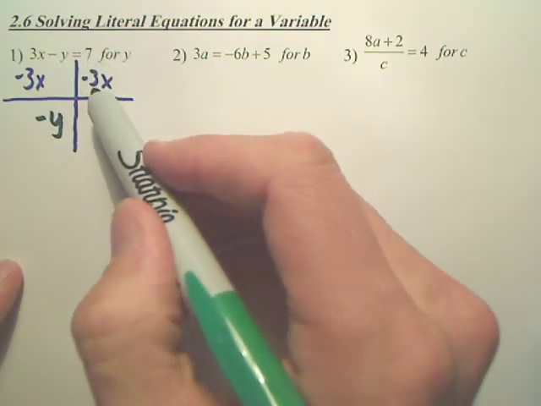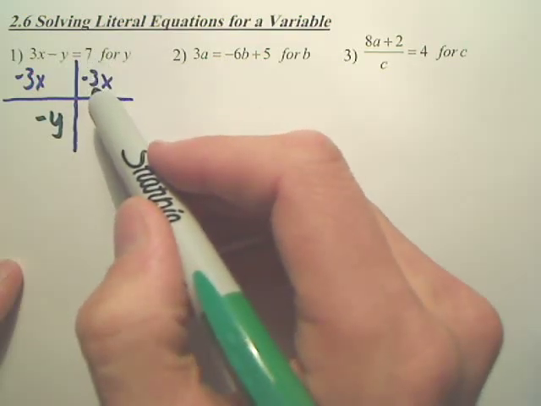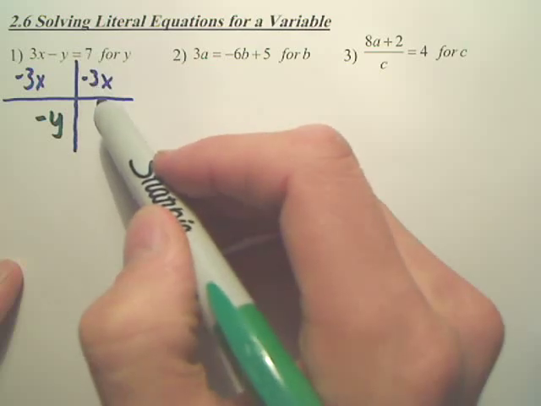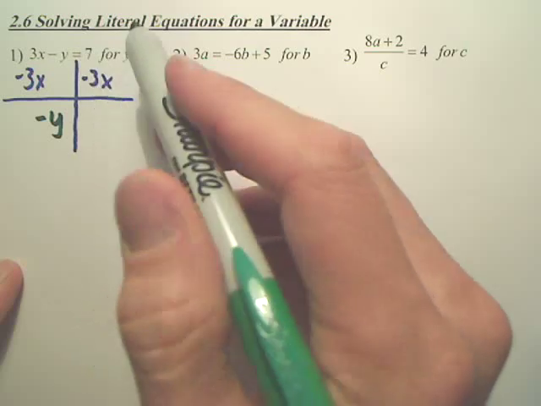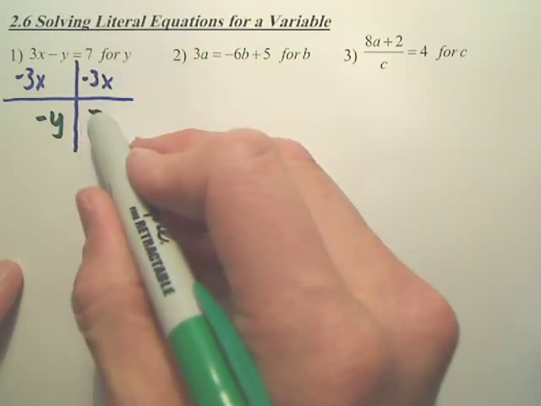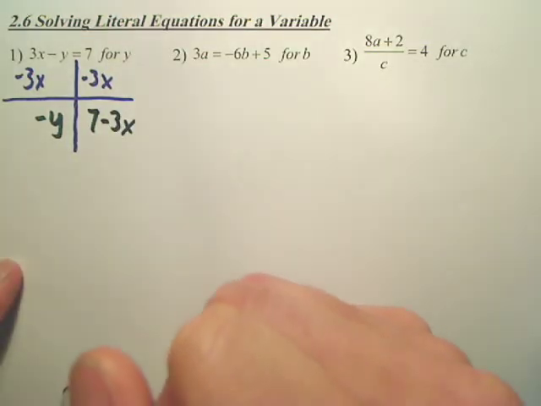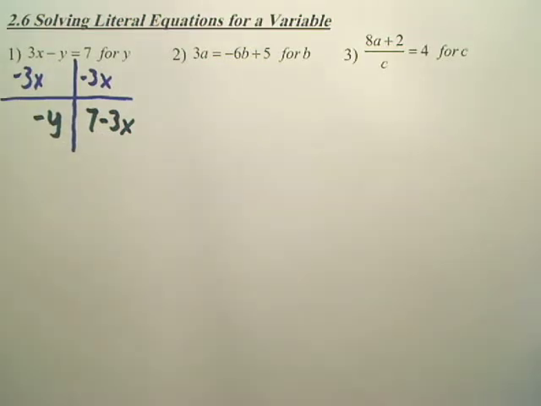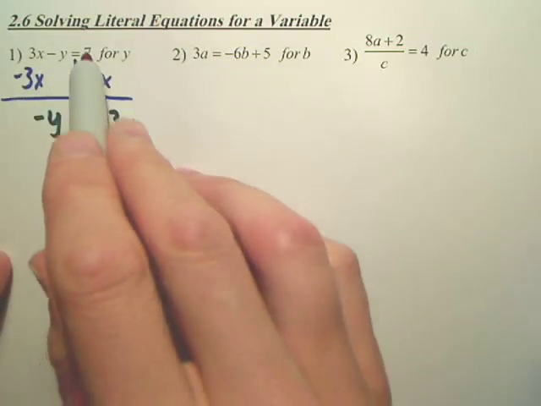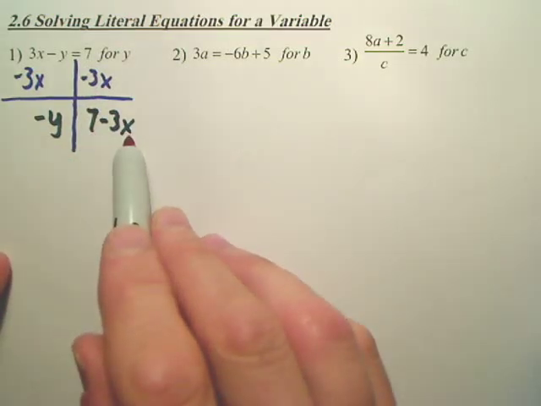Can I combine 7 and negative 3x? No. You cannot combine these. They're different terms. They're not like terms. So what we do is just write them next to each other. You cannot combine them, so it's just 7 minus 3x. Again, I minus the 3x over. I cannot combine, so there we go.